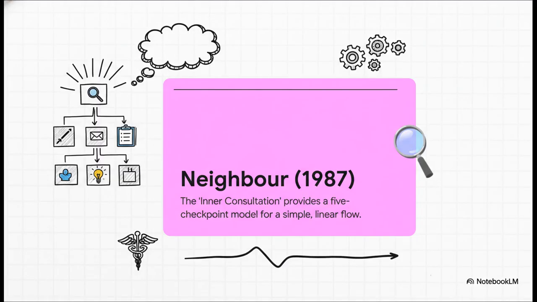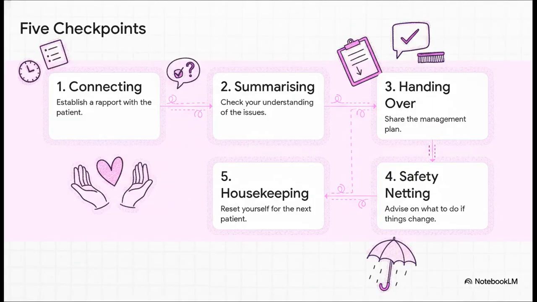Okay, now for a model that is just incredibly useful for structuring your thoughts, especially in an exam. This is Neighbor's Inner Consultation from 1987. It's a 5-checkpoint model that gives you a beautifully simple, linear flow to follow. I mean, just look at how clear this is.